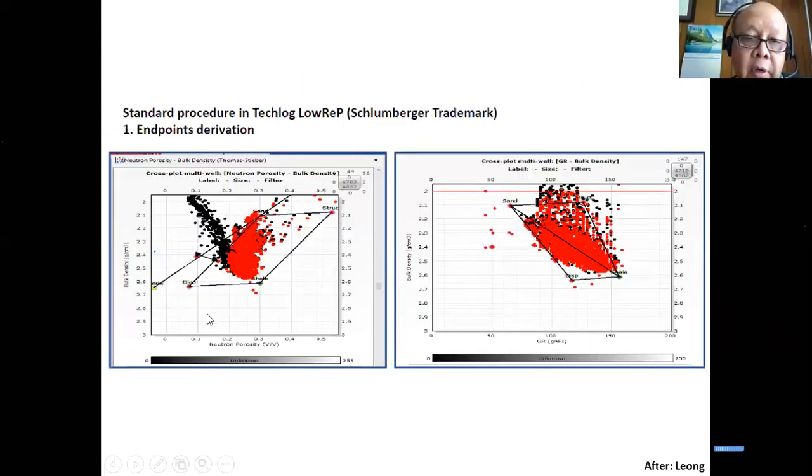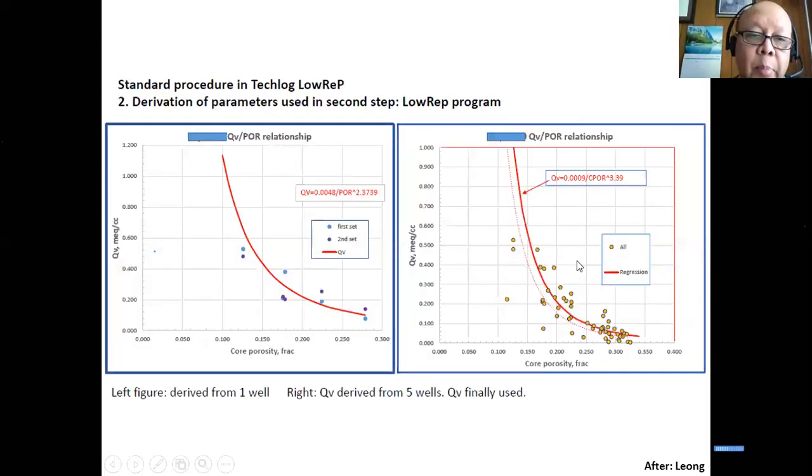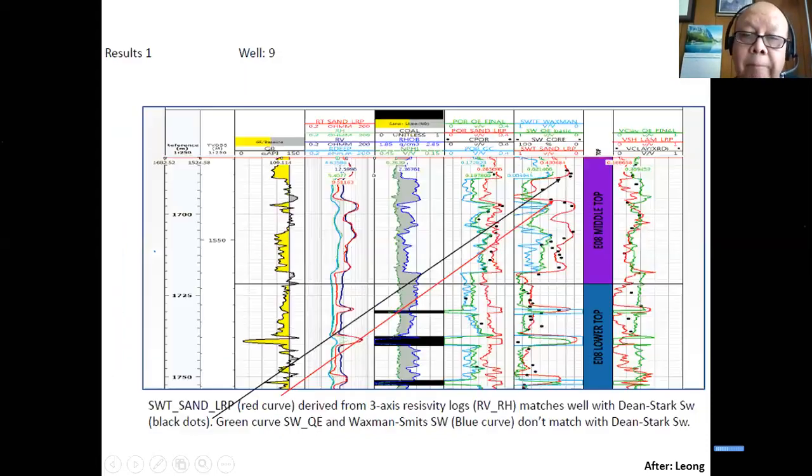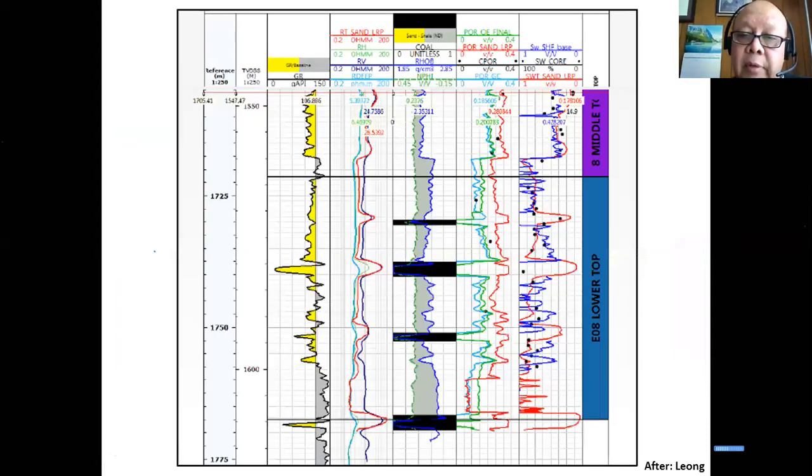This is just the Thomas-Stieber plot with all the data points being plotted in there. And this is how we derive the QV for this. So here is the data point in the Shell Klein butterfly plot. So we have seen this already. Same thing.